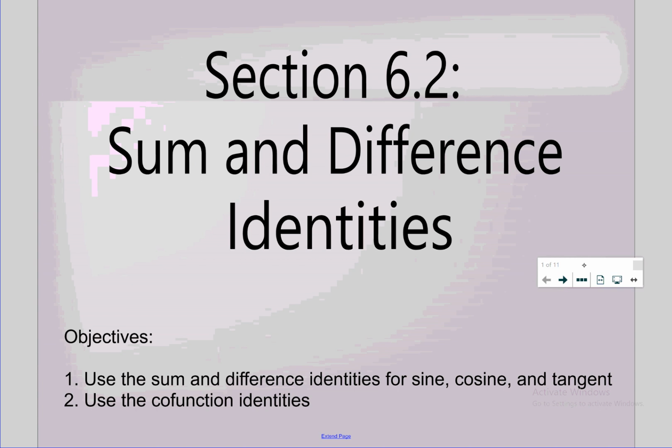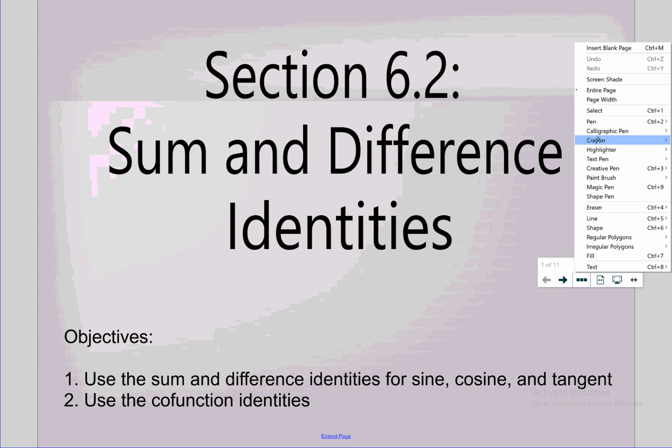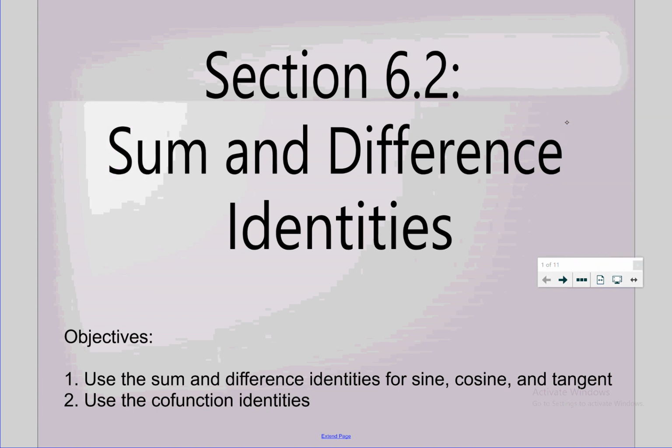All right, so we are going to, in the next 3 sections now, start adding in more options for our identities. This section, 6.2, is all about sum and difference identities, which on your paper you will find in the top right corner. There's 6 of them. These are the ones that have the U's and V's that we're going to be using. Again, those 6 are the only 6 that you need to worry about this week. Those are the only ones we're adding in, okay?